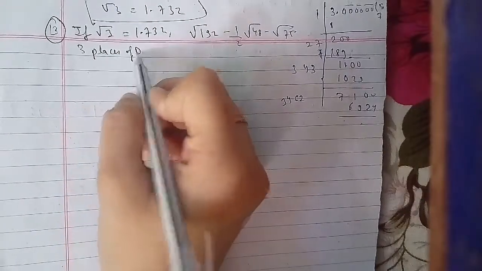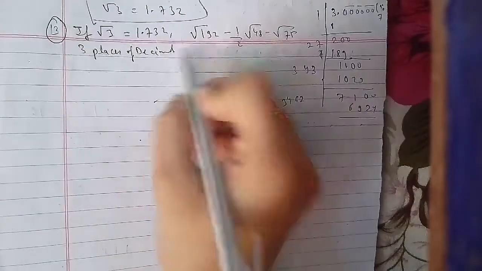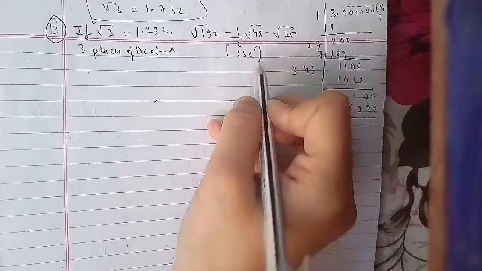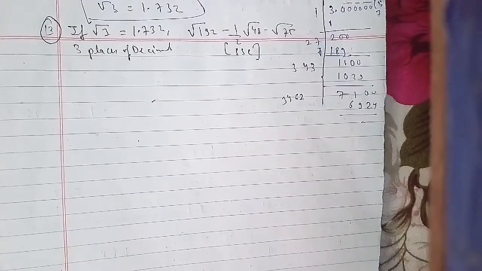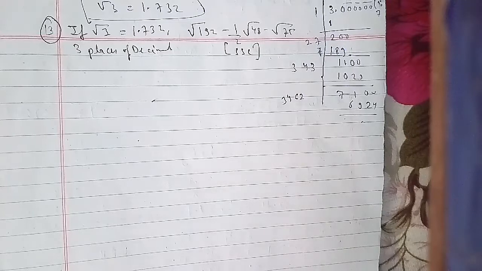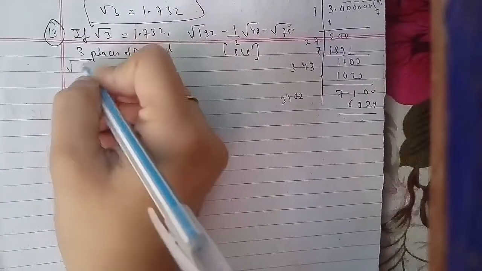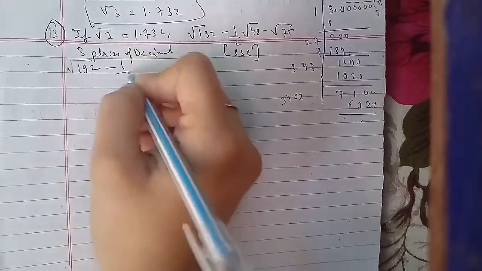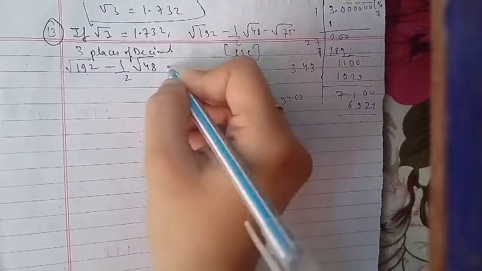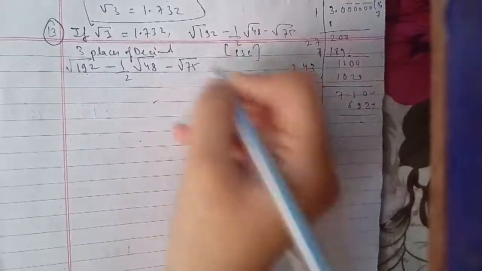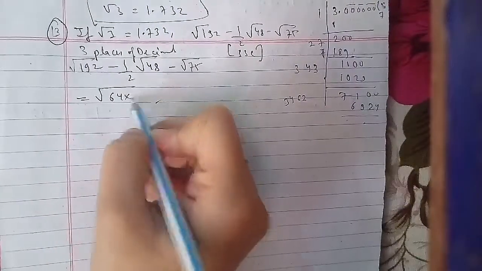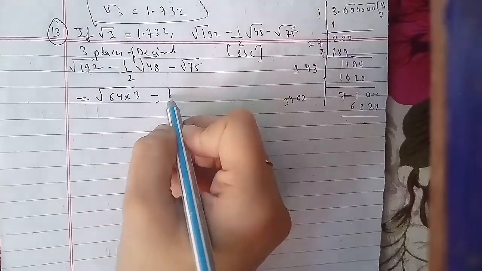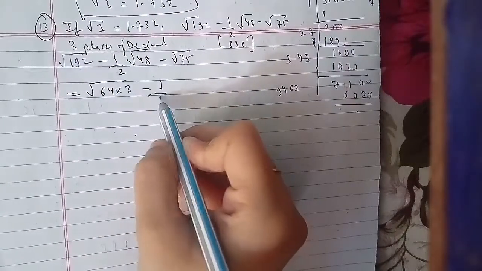So with the same case, this has been asked in your SSC examination paper, and that is also an important paper with respect to competitions. So here we go ahead and find the solution for this as well. With that same concept, 192 minus 1 by 2 under root 48 minus under root 75. Here we have under root 64 into 3 minus 1 by 2 under root 16 into 3 minus under root 25 into 3.